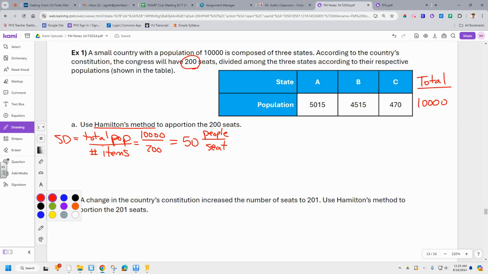Divisor means we're going to divide by that number. So we divide by that number, and we get 100.3, 90.3, and 9.4. Since this is Hamilton's method, we know we're going to round down. We round down 100, 90, and 9. If you add those numbers up, that only adds up to 199, and we're supposed to add up to 200. So that means we've got 1 surplus item.